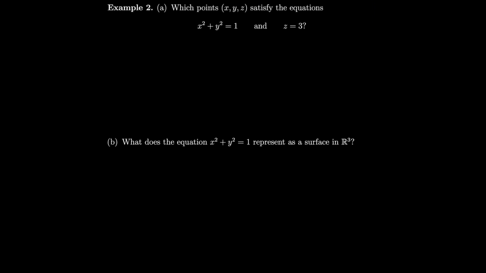Okay, which points x, y, z satisfy these equations? x squared plus y squared equals 1 and z equals 3. So we know x squared plus y squared equals 1 is a circle in the xy plane, and z equals 3, so it looks like it should be a circle that's floating up at z equals 3. So let's see if I can draw that.